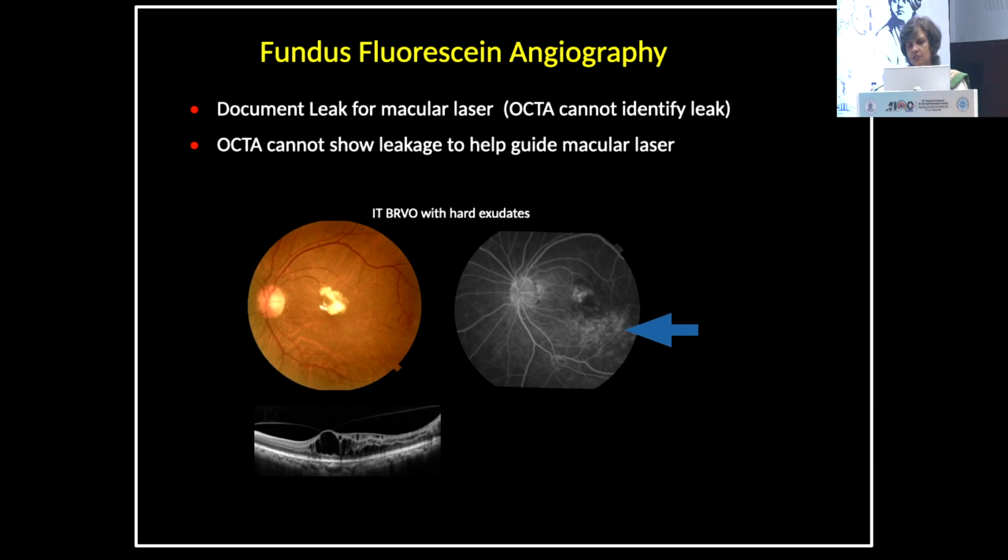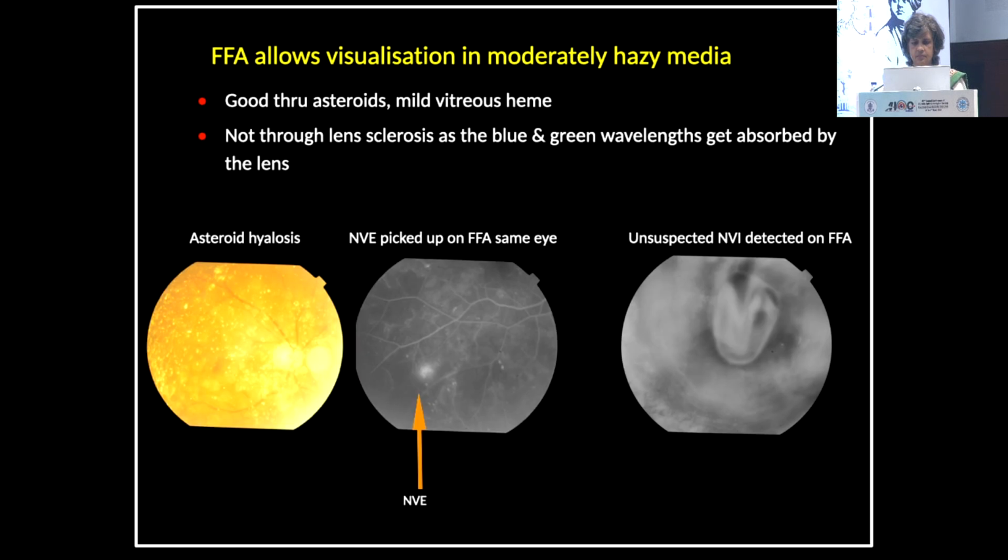So the role of fundus fluorescent angiography really remains to document the type of leakage to allow macular laser in BRVO most of the time. Also, in cases with hazy media, it can allow us to detect new vessels, which may not be possible on photography or clinical exam. Fluorescein may also show up new vessels on the iris which were not suspected.